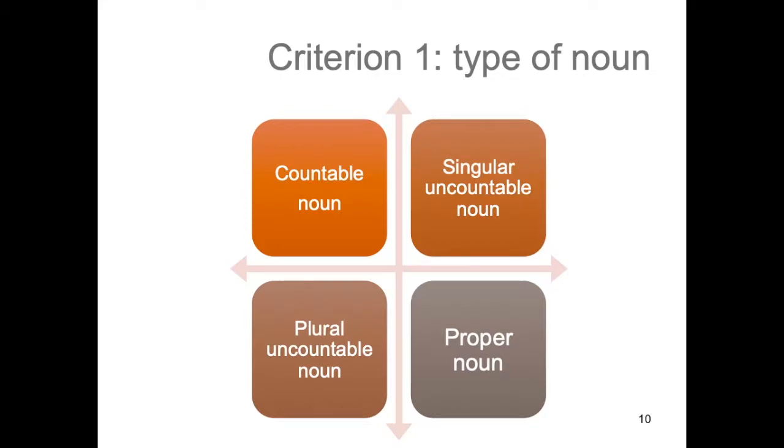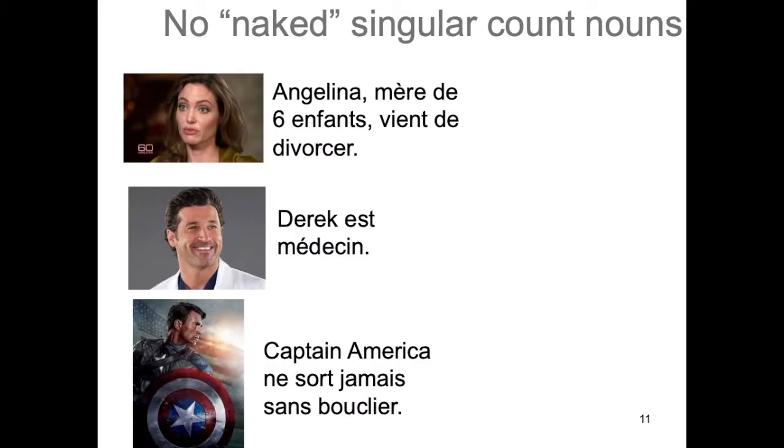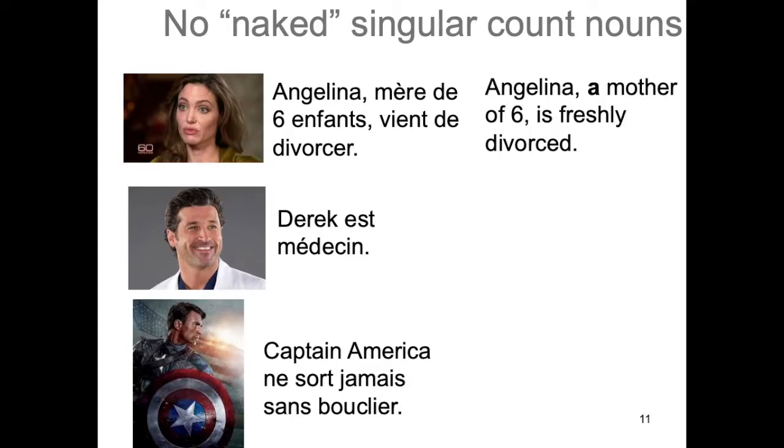For instance, you know from the previous sentences that in most cases, singular count nouns cannot function without a determiner in English, whereas there are cases where it is perfectly acceptable in French. You need to pay particular attention to appositions, like in the sentence Angelina, mère de 6 enfants, vient de divorcer. You know that would be in English, Angelina, a mother of 6, is freshly divorced. You also need to pay specific attention to subject complement describing a profession, like in French, Derek est médecin. You know that in English you would need to say Derek is a doctor.